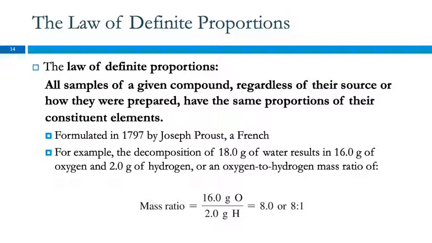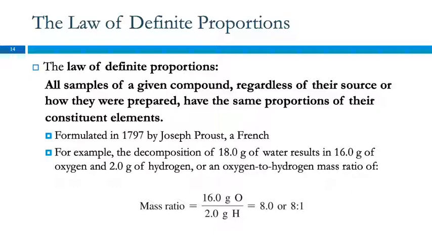So the example is, if you take 18 grams of water and decompose it into oxygen and hydrogen, you'll get 16 grams of oxygen and 2 grams of hydrogen. And so you can look at the mass ratio of those elements. 16 grams of oxygen to 2 grams of hydrogen, that ratio is 8 to 1. So by mass, there's 8 times as much oxygen as hydrogen in this sample of water.